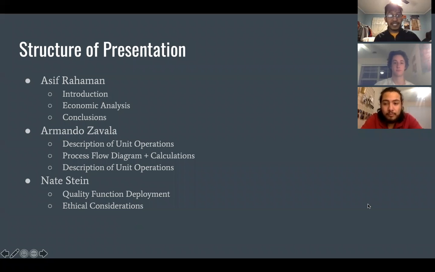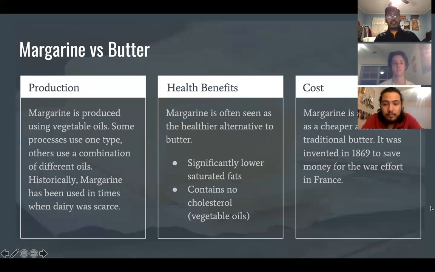I'm also joined by Nate Stein. He'll be doing the QFD and the ethical considerations. So the name of our company is Better Butter Technologies, and this better butter that we're talking about is margarine.